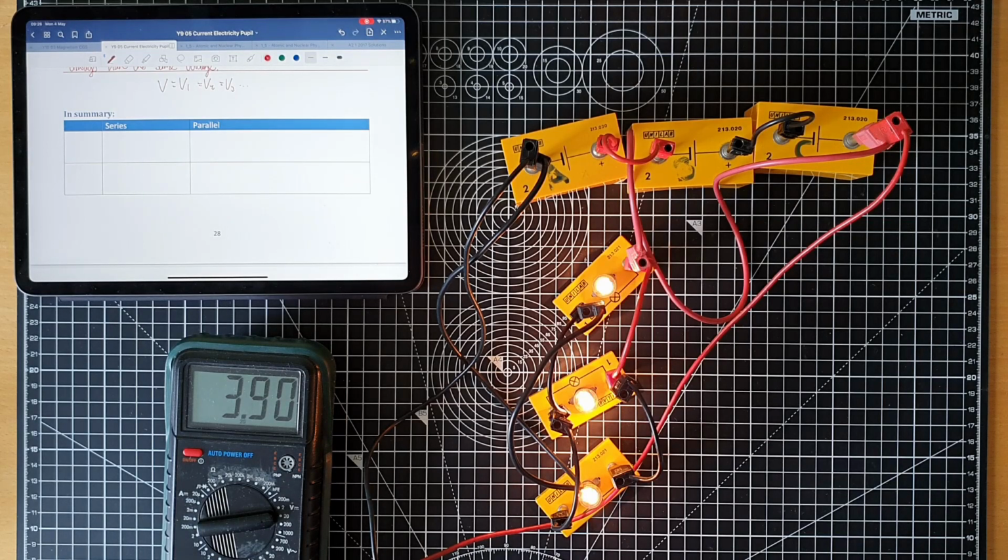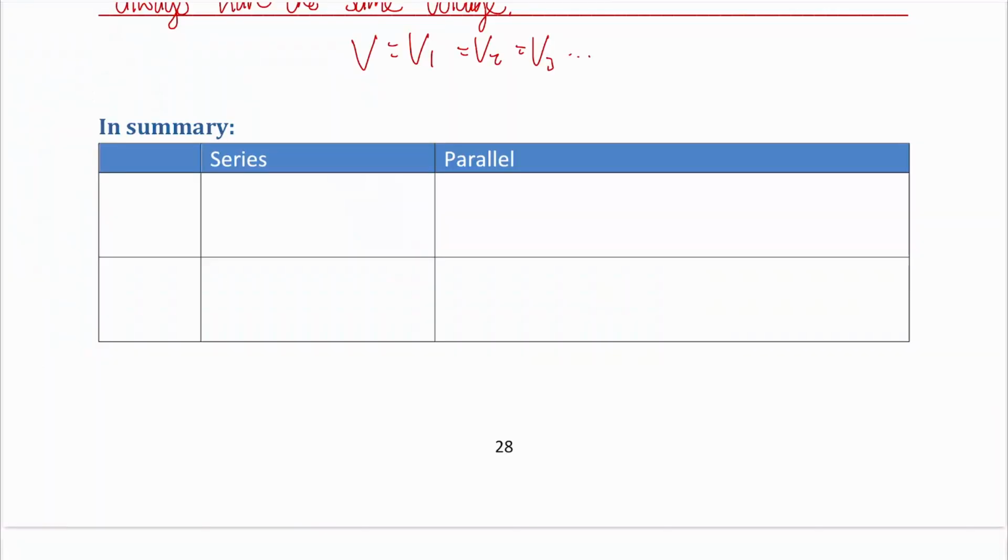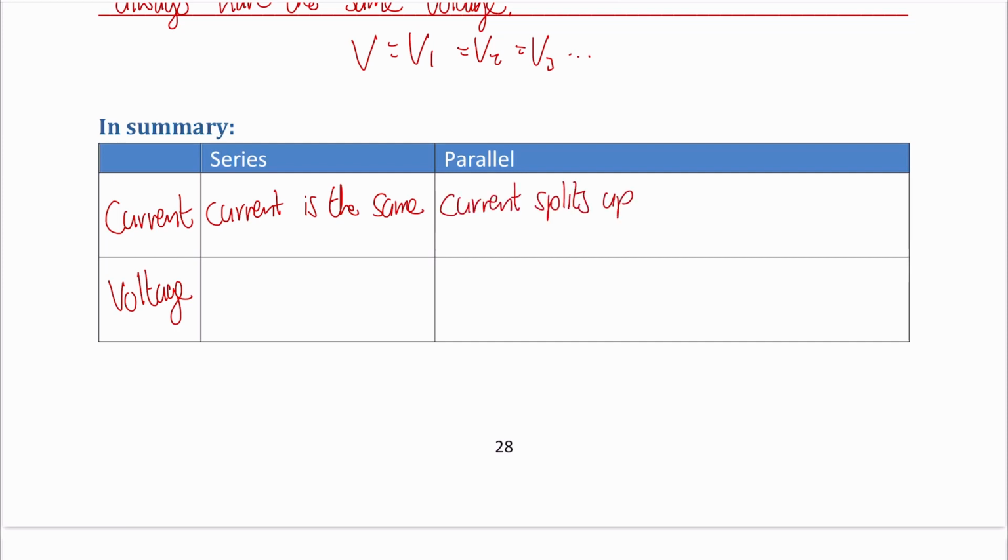If we compare current and voltage in series and parallel, what do we remember about current around a circuit? Well, in series, the current is the same at all points. What happens to current in parallel? Well, in parallel, the current will split up down each individual branch. But at the end of each branch, the current will join back up together again.